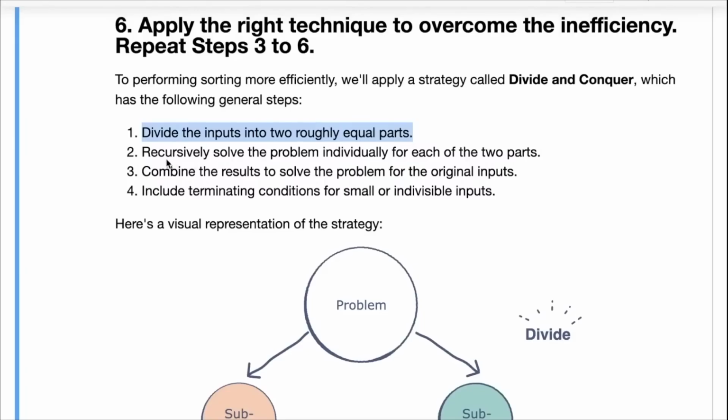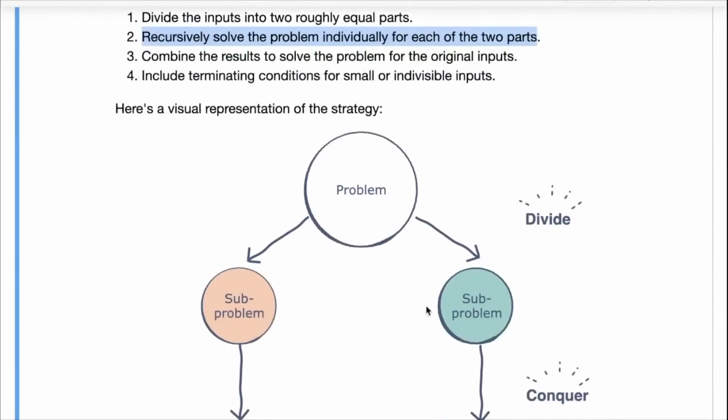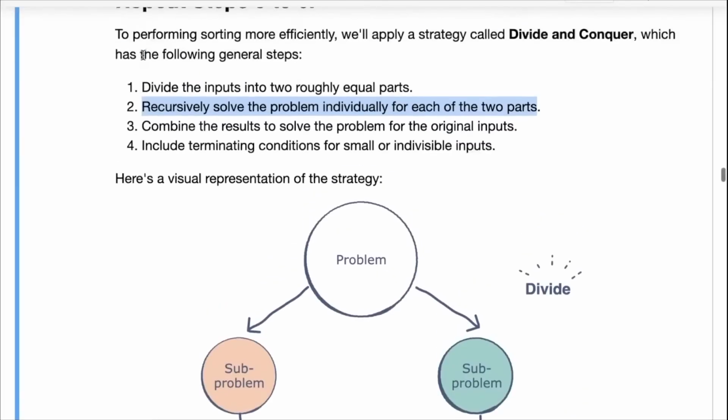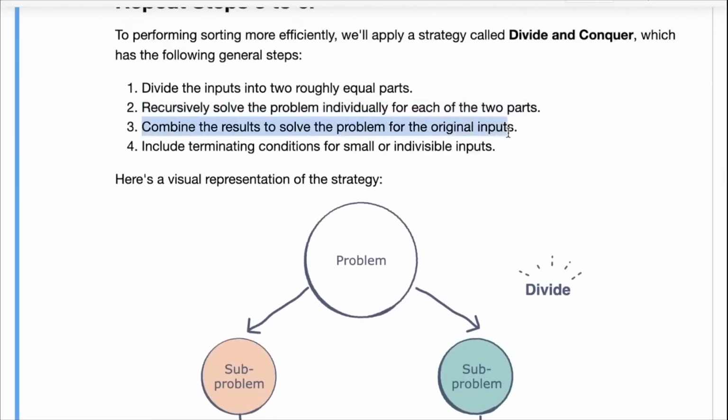Then we use recursion. So we recursively solve the problem individually for each of the two parts. Here you have a problem, you've created two sub-problems out of it, and then you call recursion. The recursive solution itself will use divide and conquer, and then we'll keep going and so on. But once it gives you the solution, combine the results to solve the problem for the original inputs. So you now have results of the sub-problems, you combine them, and you get back the final result.